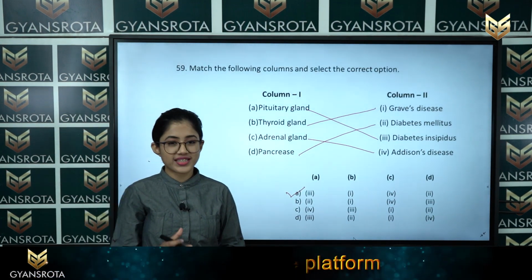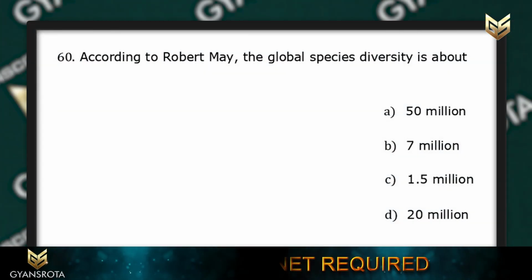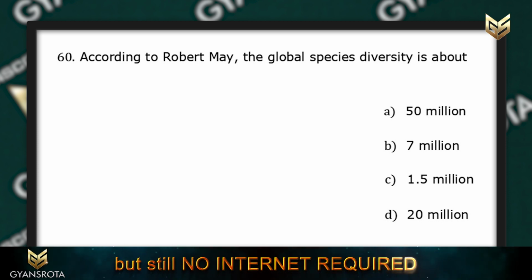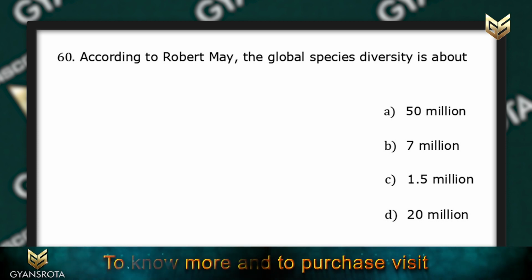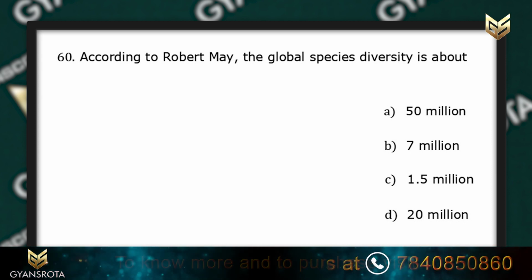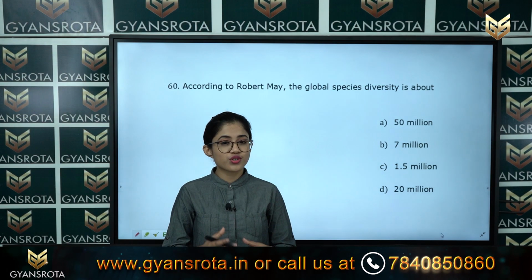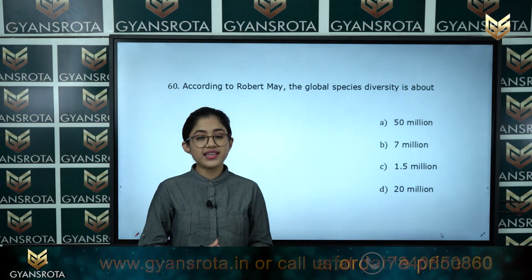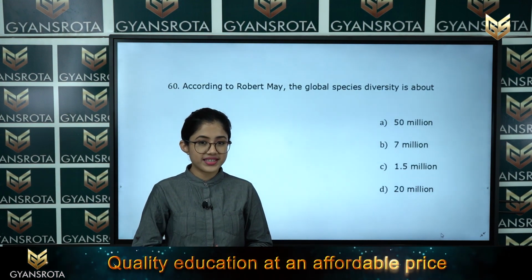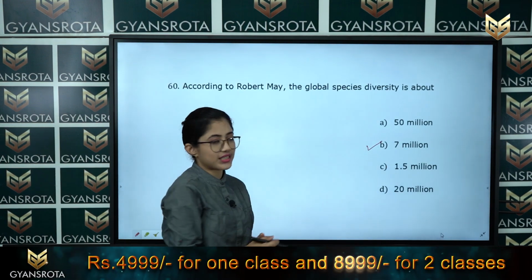Now let's move on to the next question, that is question number 60. According to Robert May, the global species diversity is about option number A 50 million, option number B 7 million, option number C 1.5 million and option number D 20 million. So student, according to Robert May, the global species diversity is about 7 million. So among these following 4 options, option number B is the correct one.